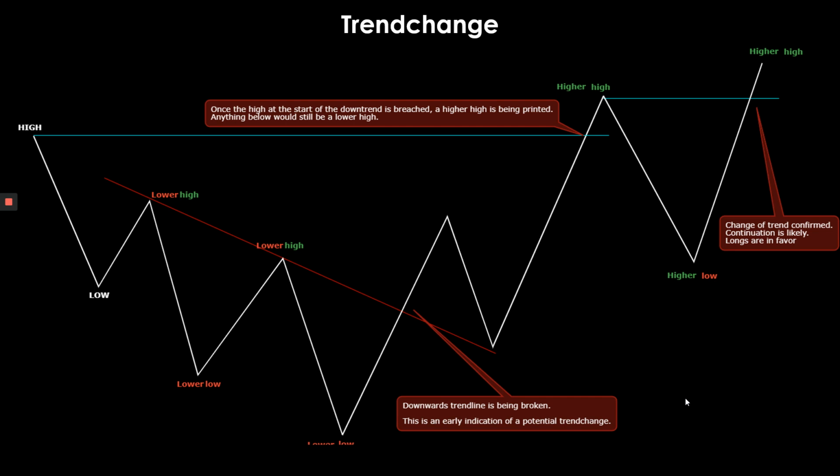So how I would see this is rather an early indication of a potential trend change. And then on the moment that it actually breaches the high of where the trend has started, essentially printing a higher high, that's when I would really look for a higher low. And then upon confirmation, that's when I for myself would say, okay, now the trend has been changed, and this is where I would start looking for a long.